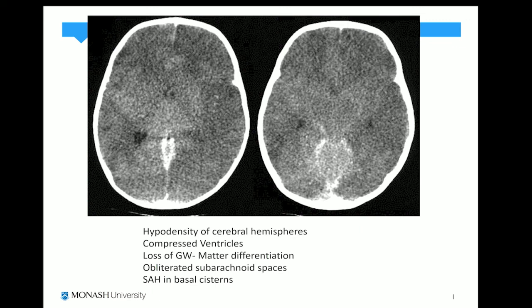So here we have a patient with severe cerebral edema. You can see that we have lost the normal gray-white matter interfaces. You can't distinguish it. There's compression of the ventricles. We can barely see any ventricles. And then there's also obliteration of our subarachnoid spaces, and there's a little bit of bleeding within the cisterns.